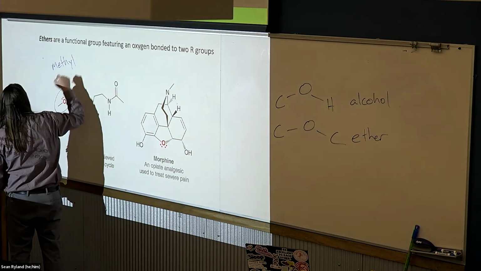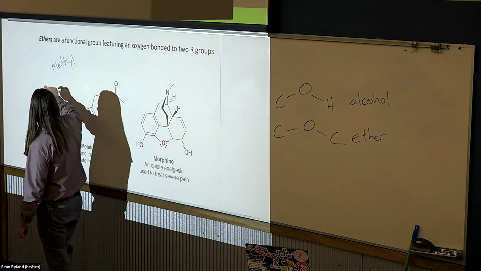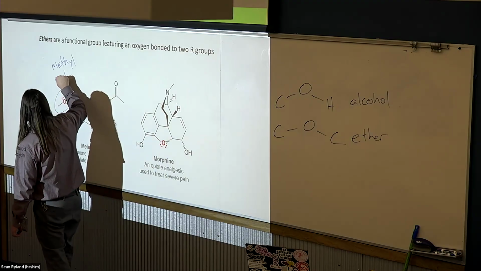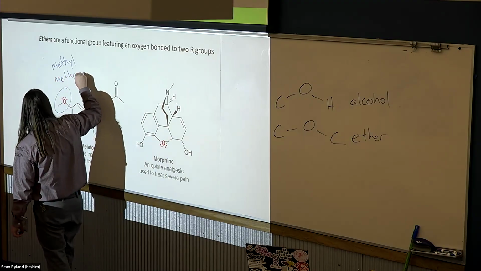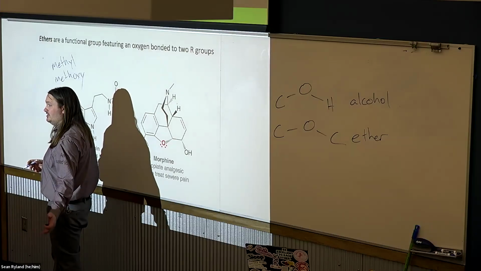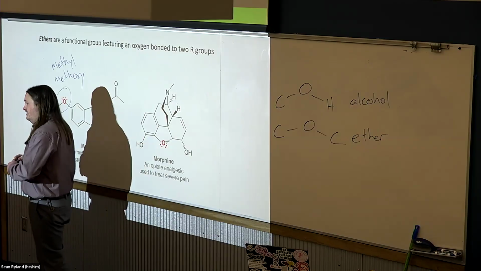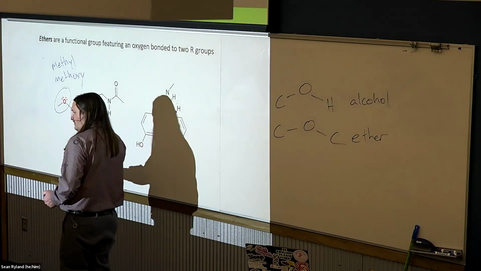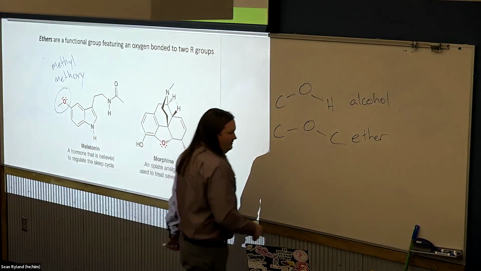So if it was just a CH3, we'd say methyl. In this case, it's a methoxy. What if it's not a methyl? Then ethoxy, propoxy, butoxy. Instead of adding YL, we added OXY.